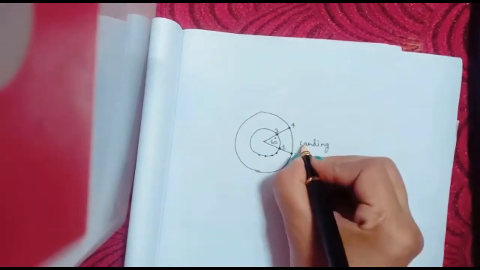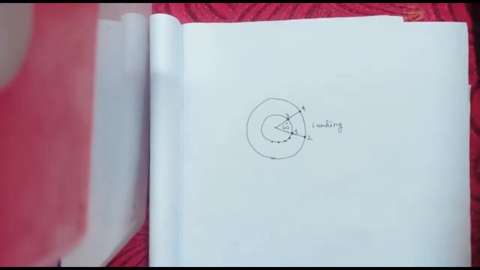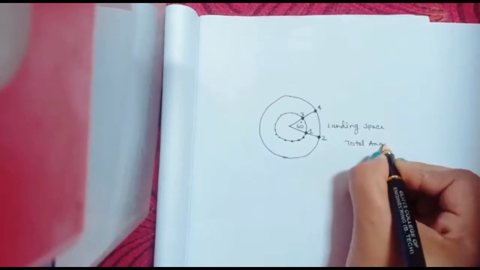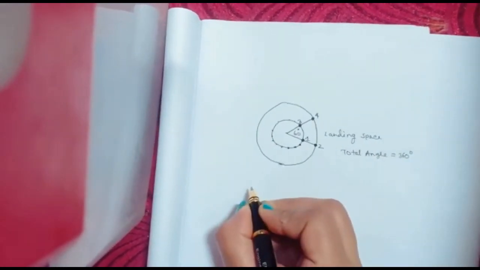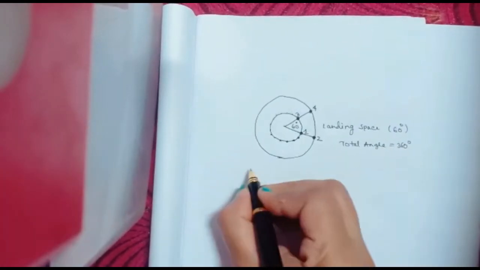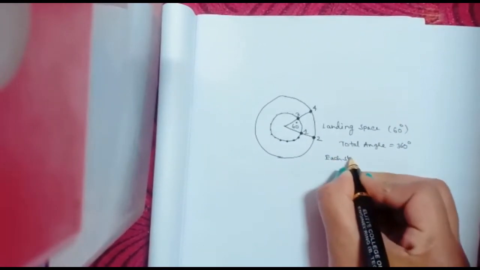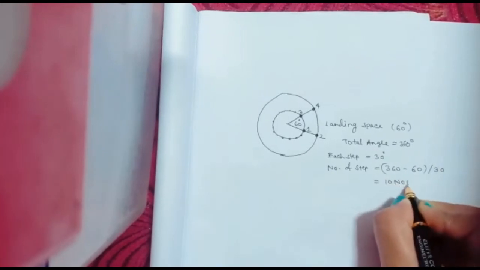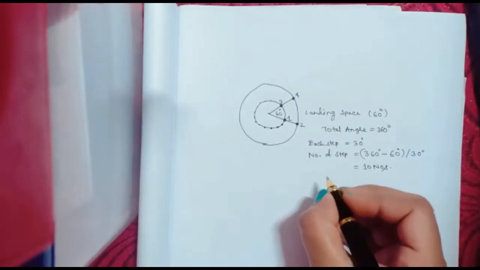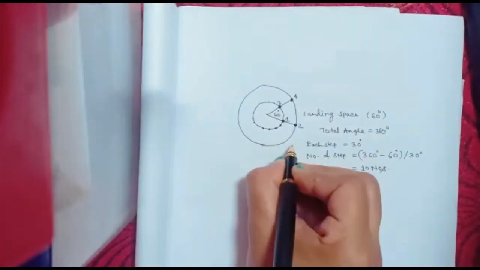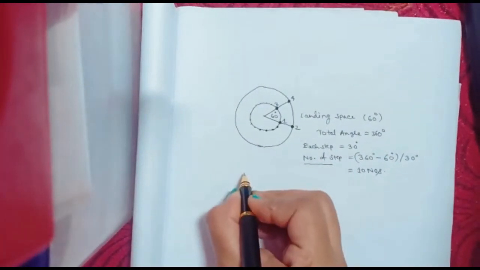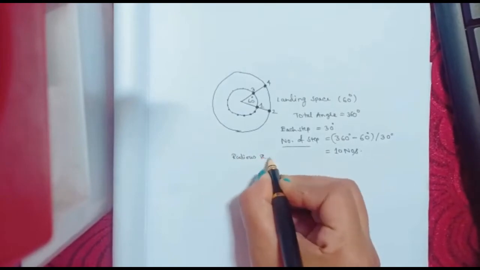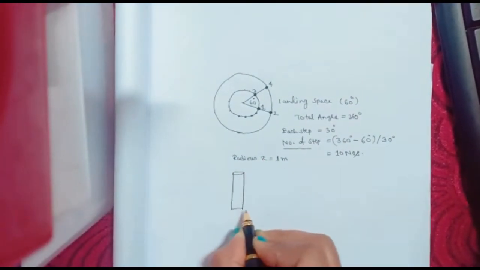So let's get started. The floor plan of the spiral staircase will be like this. Here is the total angle of rotation, which is 360 degree, and the angle of rotation for landing is 60 degree, and each step will be 30 degree. So the number of steps will be 360 minus 60 divided by 30 is equal to 10 numbers. So the main part is you have to obtain the number of steps with respect to the angle of rotation.